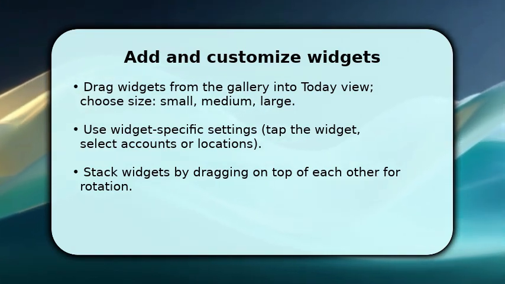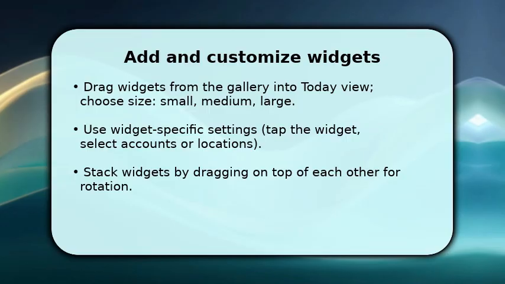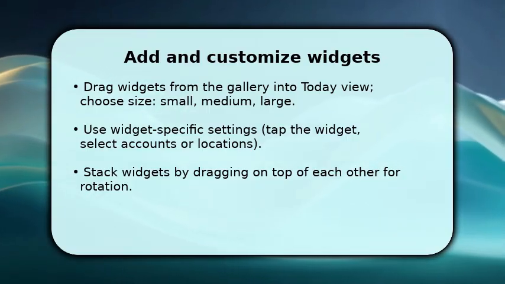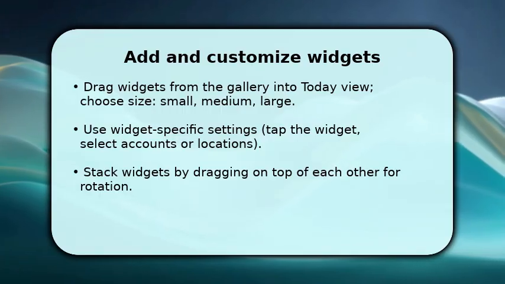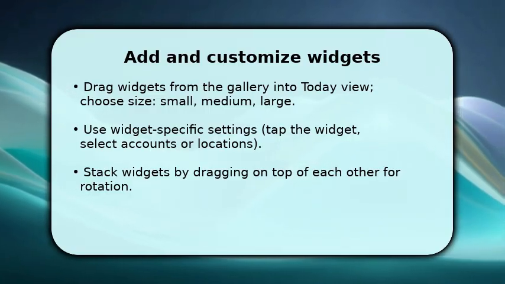Drag a widget from the gallery into Today view and choose size: small for glanceable data, medium for more info, large for dashboards. You can personalize most widgets. Tap one to open its settings and select accounts, locations, or sources so the data matches you.